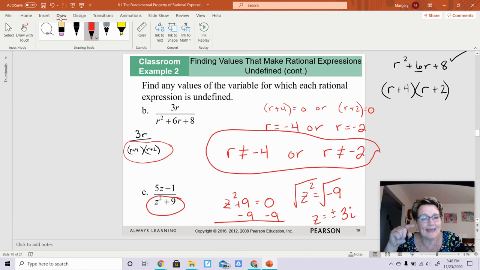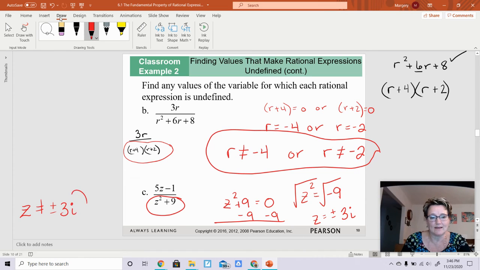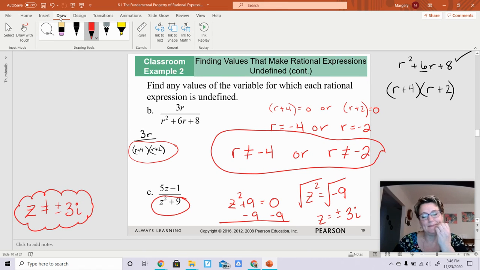Now, I cannot have z be equal to a positive or a negative 3i. Because this is college prep, you should know that because you had algebra 2. However, z cannot equal positive or negative 3i. And you had this in algebra 2. It's about imaginary numbers, so I just wanted to throw that out there. All right, next one.